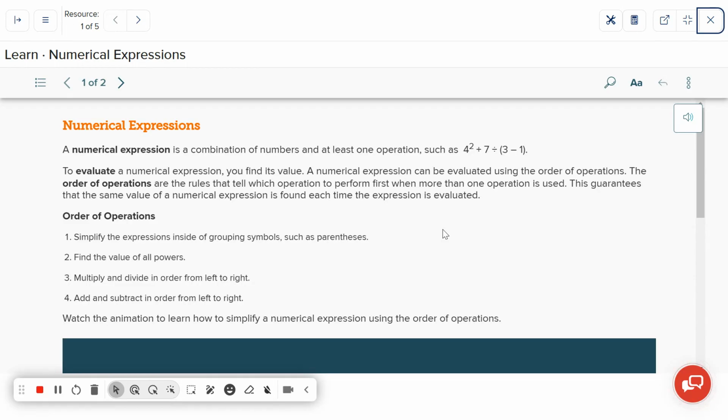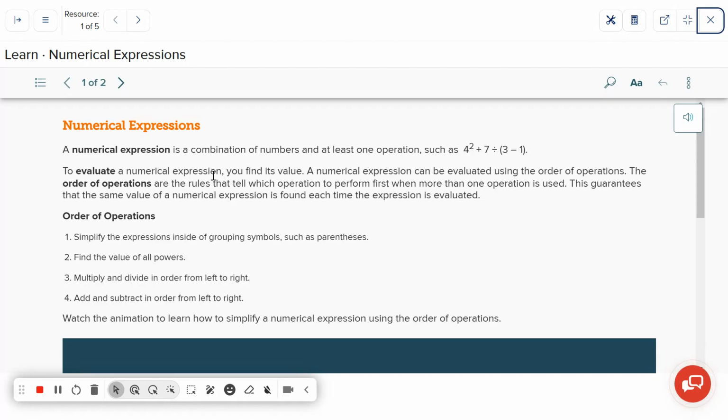So this is lesson 5-2, which is numerical expressions and how to evaluate them. So we're going to talk about things like order of operations, which you've maybe heard of. So let's get started. A numerical expression is a combination of numbers and at least one operation, such as 4 squared plus 7 divided by 3 minus 1. So an operation meaning like addition, division, subtraction, multiplication, something like that. So as long as it has one of those, then it can be considered a numerical expression.